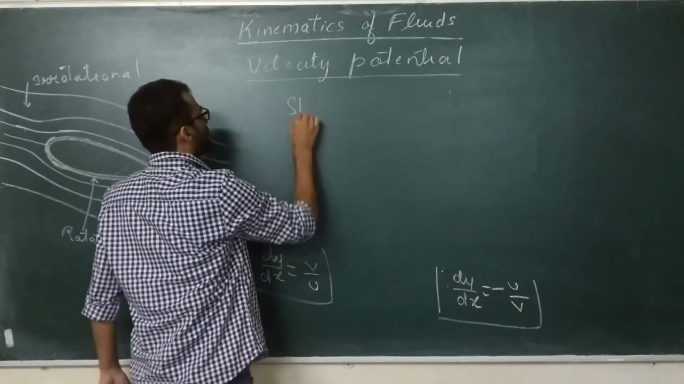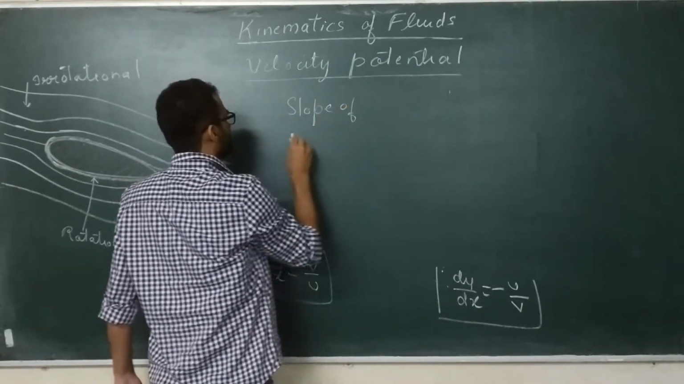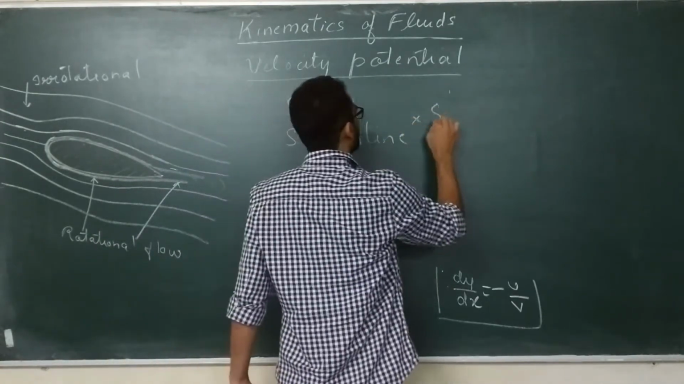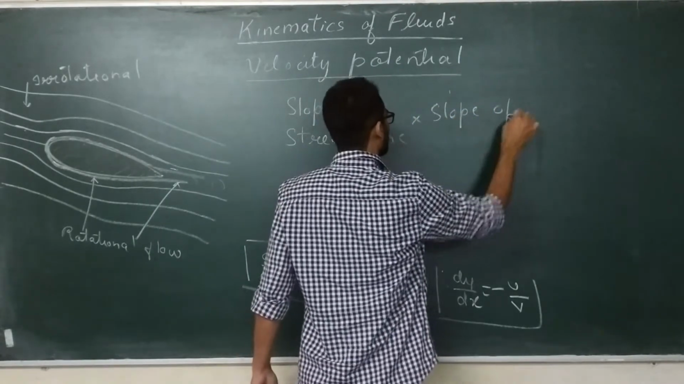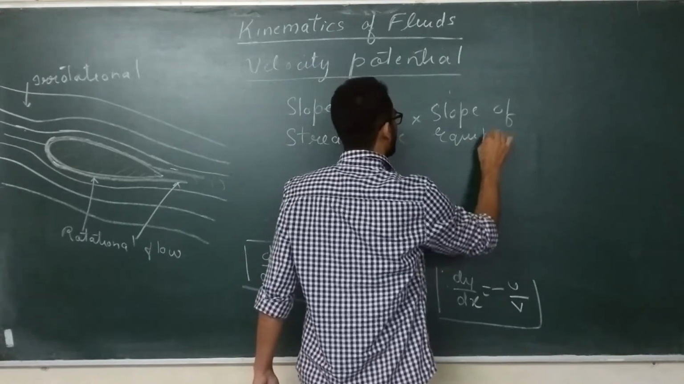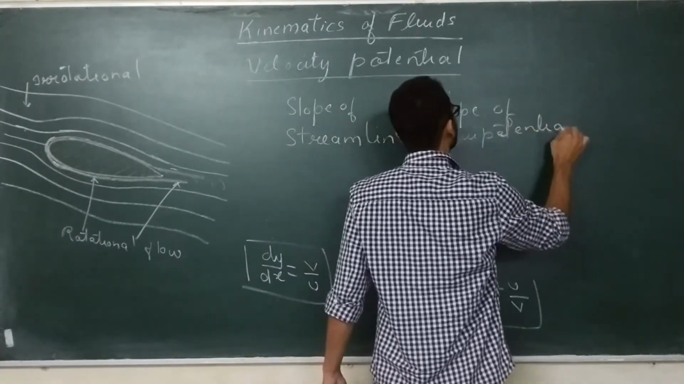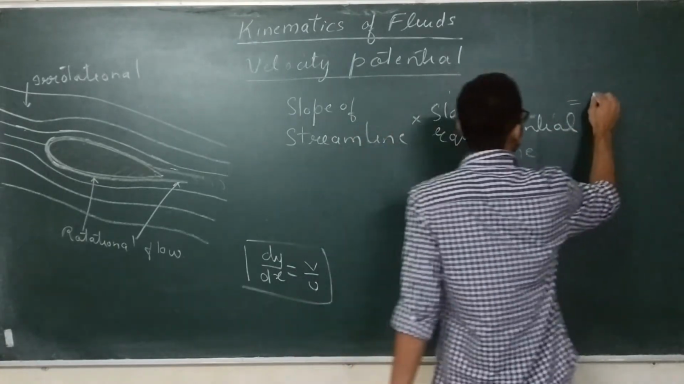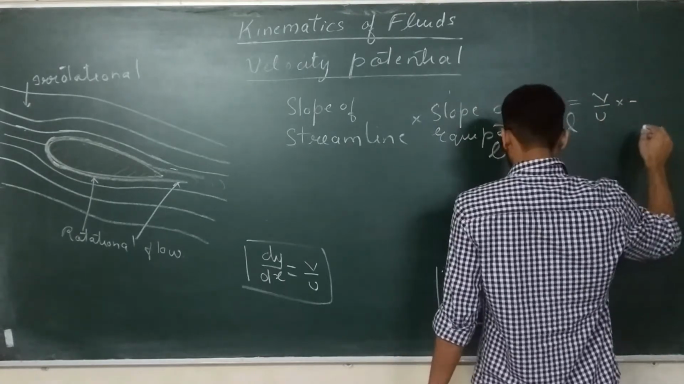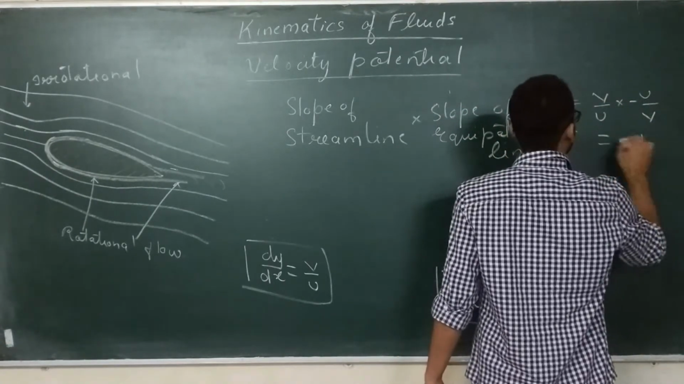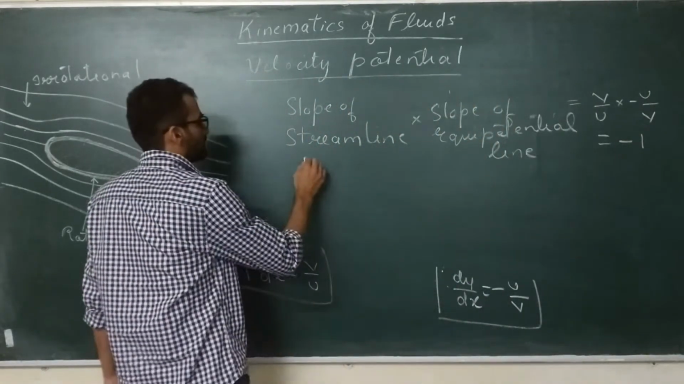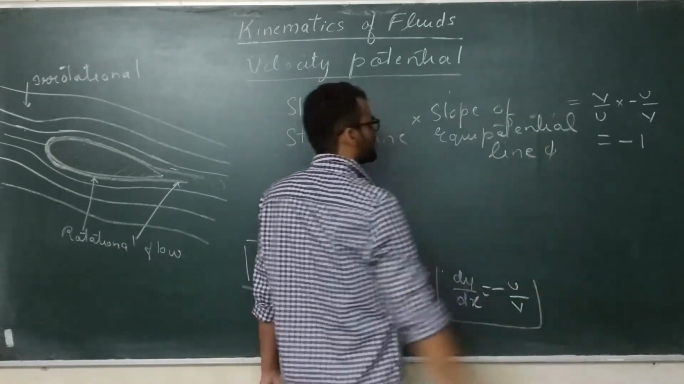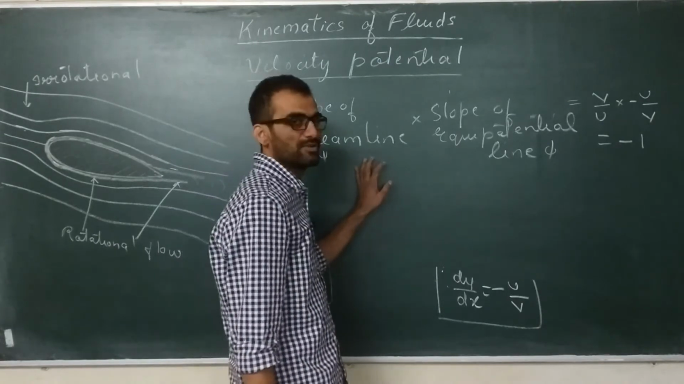If you multiply the slope of the streamline into the slope of the equipotential line, what would you get? v by u into minus u by v. So, you are getting minus 1. So, the slope of streamlines on which psi is constant, and the slope of equipotential lines on which phi is constant, if you multiply both the slopes, you are getting minus 1.